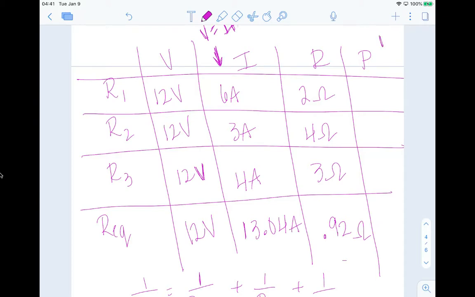For this column right over here for power, I'm going to use P equals VI as my formula. So 12 times 6, the first, we end up with 72 watts. This second one, we end up with 36 watts. 12 times 4, we end up with 48 watts. And then 12 times 13.04, you should have ended up with 156.48 watts.